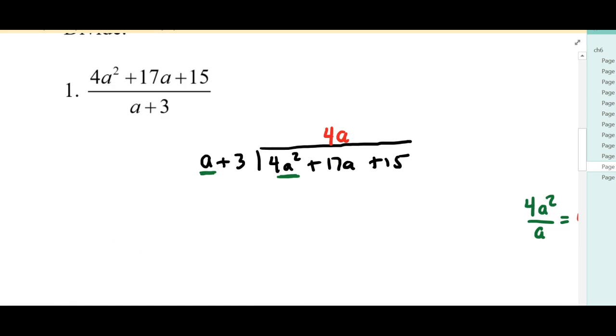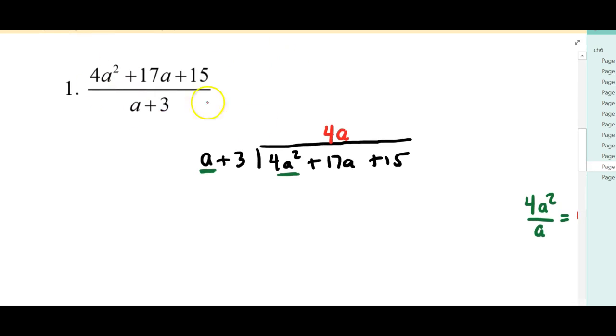Now, recall with the long division, when we figured out that 5 went into 6 one time, how did we figure out what goes here? Well, we multiplied that times that and then placed the result here. Same thing. So once we figured out that a goes into 4a squared 4a times, we now multiply 4a times all of this, and then that result goes here. So it's now going to be 4a times the a plus 3, and like I said, that result is going to go right here.